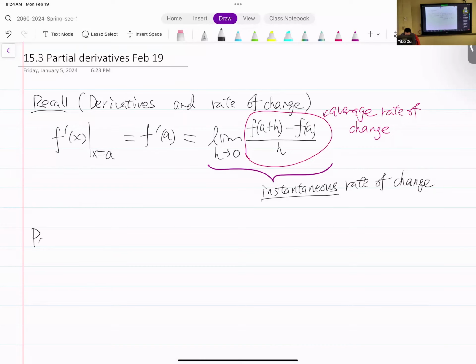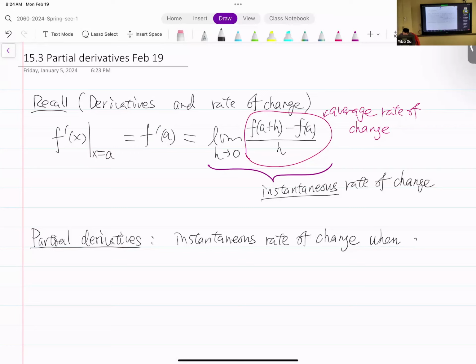All right. Now let's talk about the partial derivative. The partial derivative is actually highly related to a univariate derivative. Basically, the partial derivative is an instantaneous rate of change when all the other variables are treated as constants, are fixed.